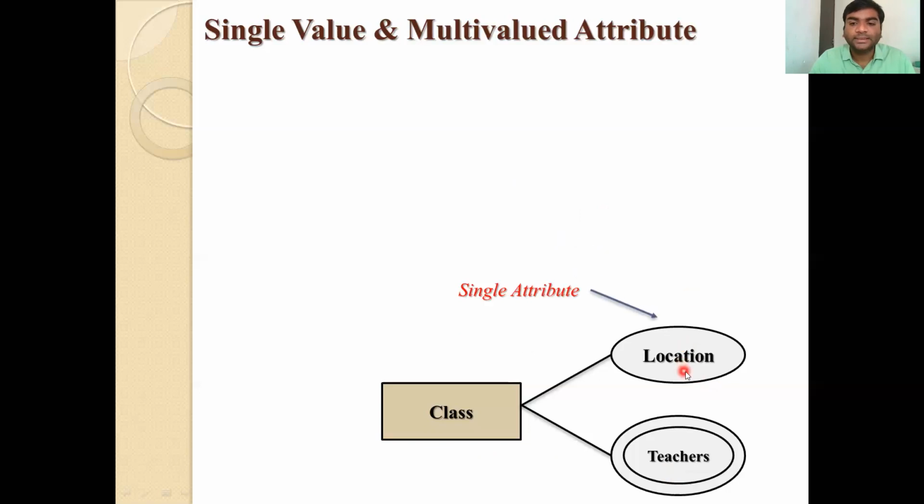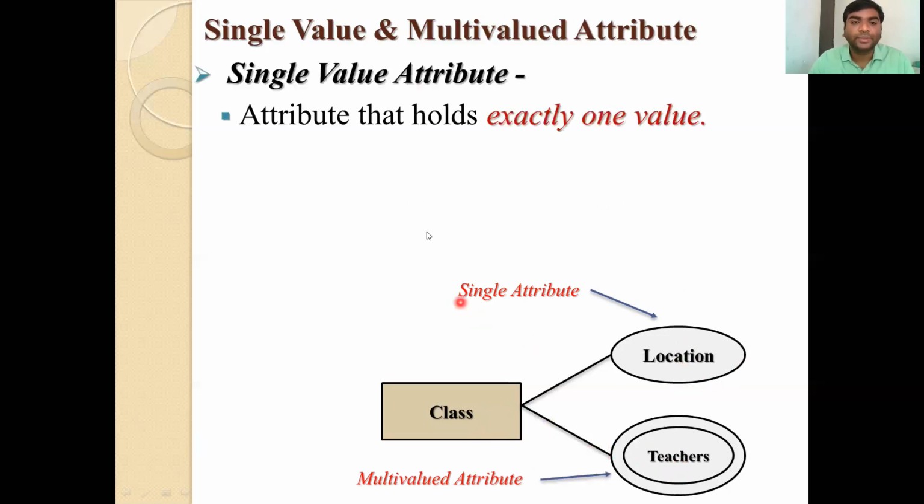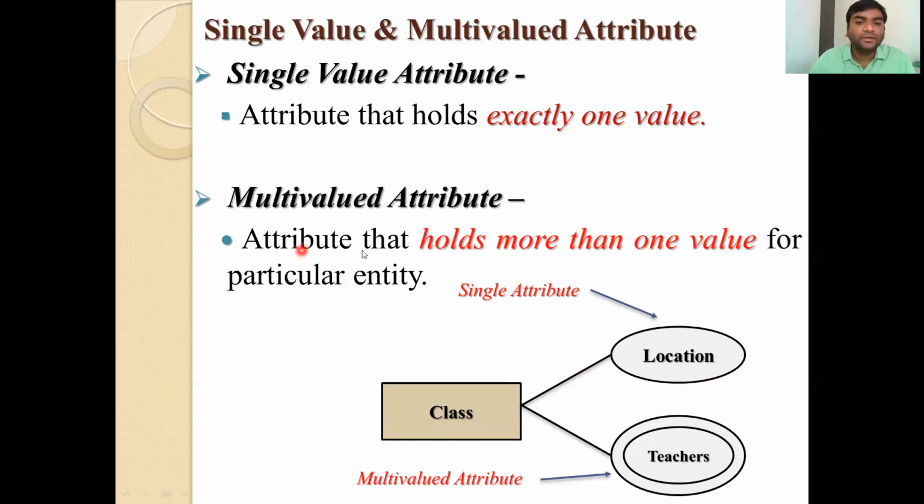So location is a single-value attribute, while teachers are a multi-value attribute. Again, you can consider subject as a multi-value attribute. Single-value attributes are attributes that hold exactly one value. Multi-value attributes are attributes that hold more than one value for a particular entity.